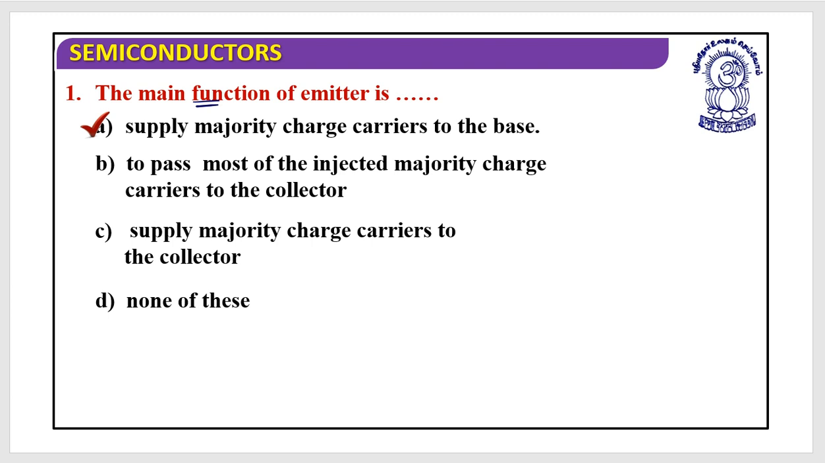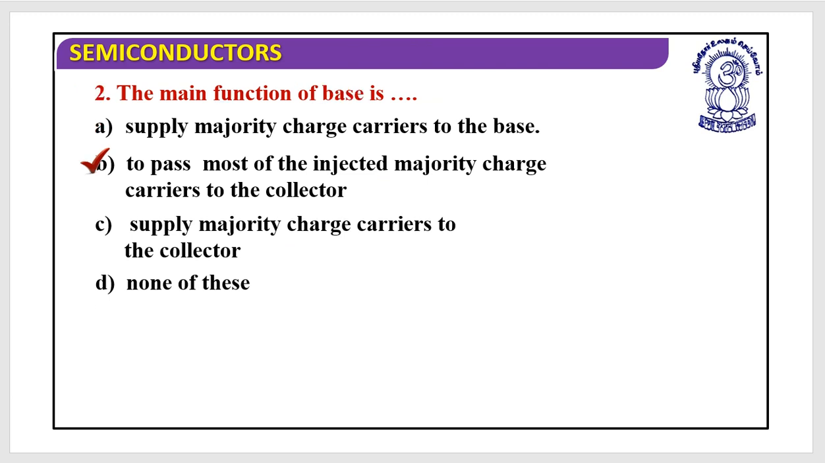The main function of the emitter is: the emitter supplies majority charge carriers to the base. Yes, this is the correct answer. To pass most of the injected majority charge carriers to the collector? No, this will be passed on by the base. Supply majority charge carriers to the collector? No. So A would be the correct answer. Second, the main function of the base is to supply majority charge carriers to the base? No, it's to pass most of the injected majority charge carriers to the collector. Yes, this is the correct option.